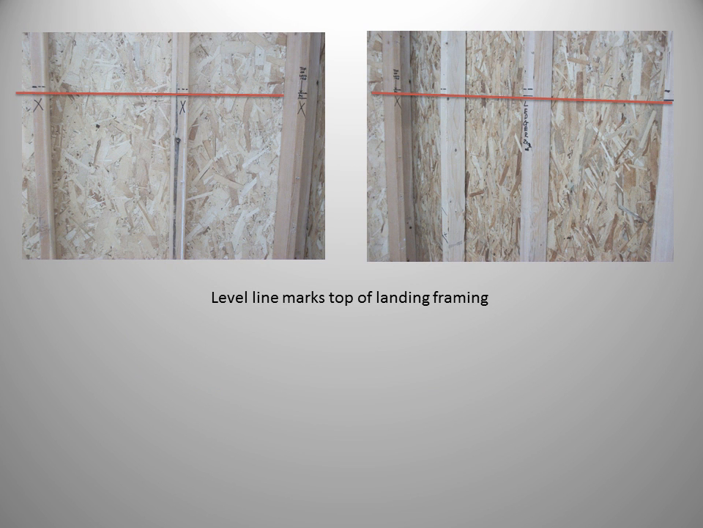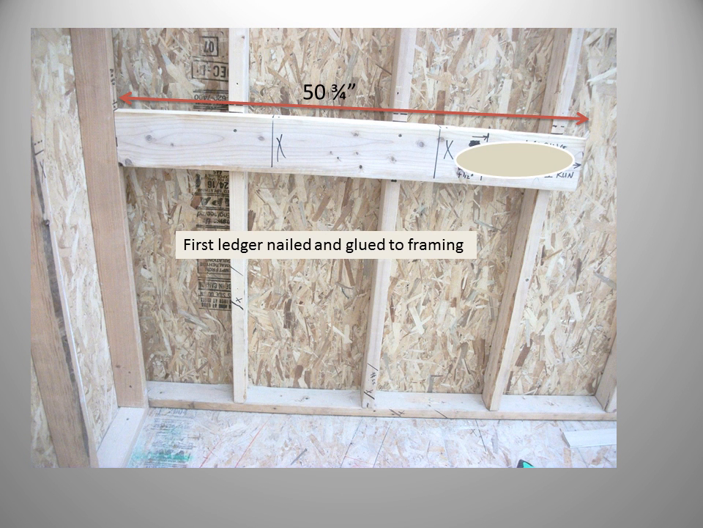Then we need to mark a level line across the area of our landing to aid us in installing our ledger boards so that they're level. We can now cut our first ledger to the long dimension of our landing, in this case 50 inches, and install it in the space. If we're installing this permanently, we would use construction adhesive and screws. For labs, use screws only, please.